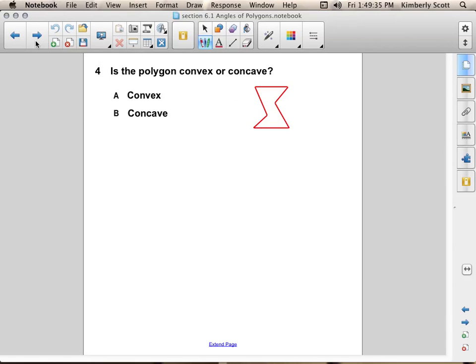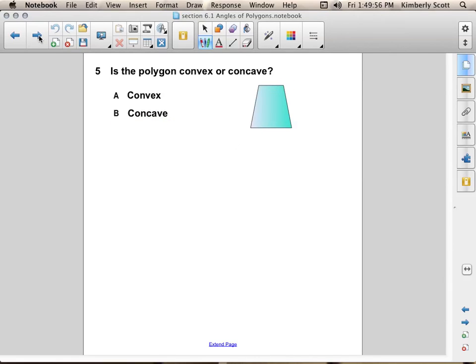Okay. Is the polygon convex or concave? The question is, for it to be concave, can you extend a line such that a point on that line is inside the polygon? Right there, I just drew it, so it has to be concave.